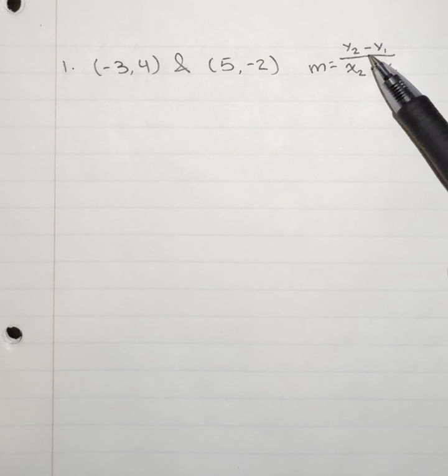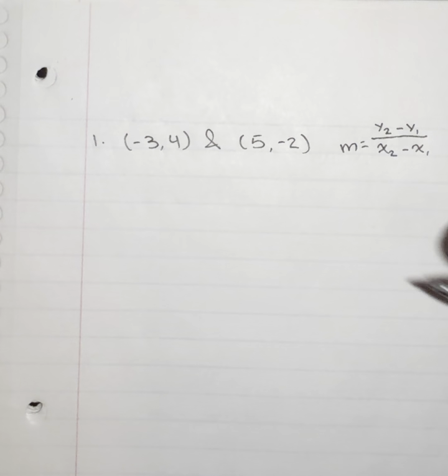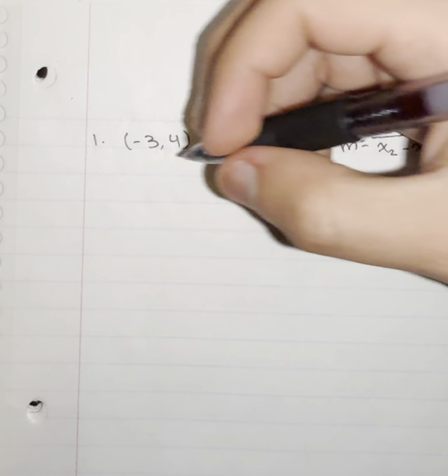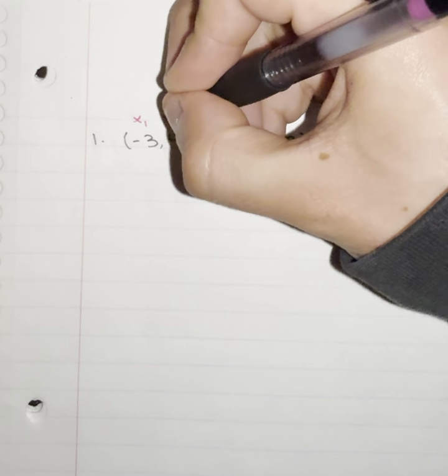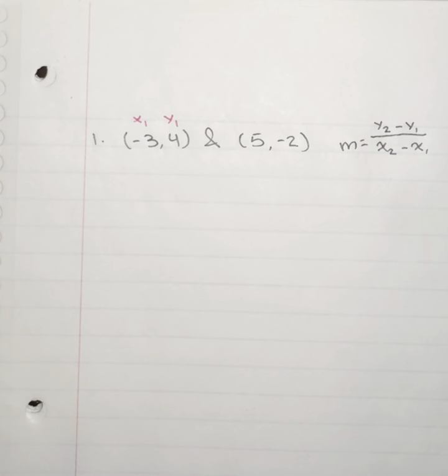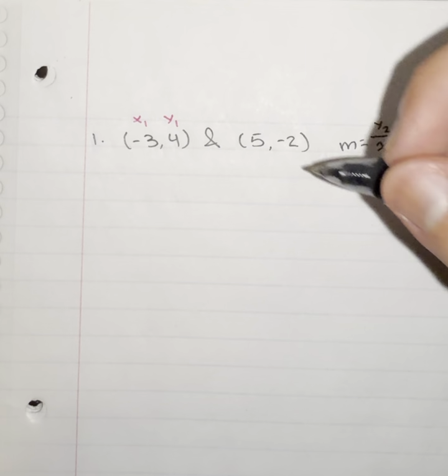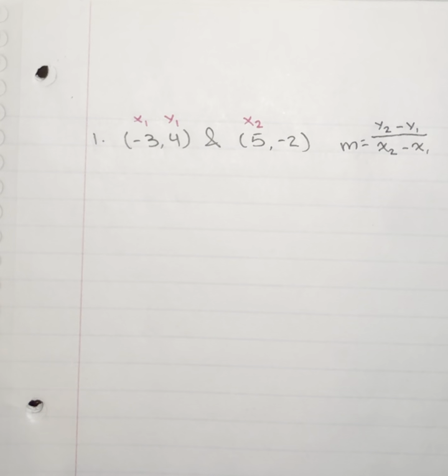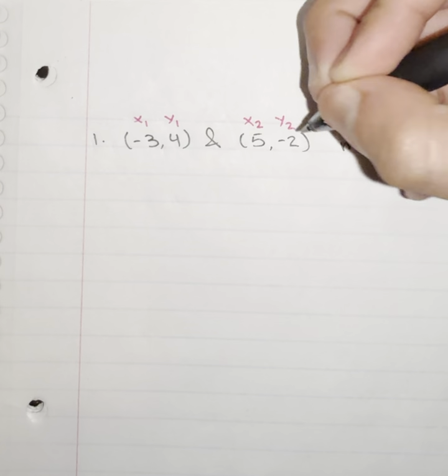It's going to be our change in y over our change in x. So first thing we want to do in this problem is we want to label our points. So I'm going to treat this as our first point, and this is going to be our second point. So -3, I'm going to label as x1. 4 will be our y sub 1. And this point right here, I'm going to label our 5 as our x sub 2. -2 will be our y sub 2.